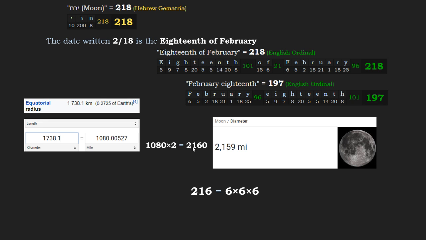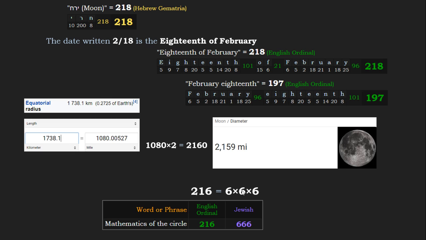In numerology, the number 2,160 represents 216. The number 216 is significant because of its factorization: 216 is 6 times 6 times 6. In English gematria, the phrase mathematics of the circle sums to 216.